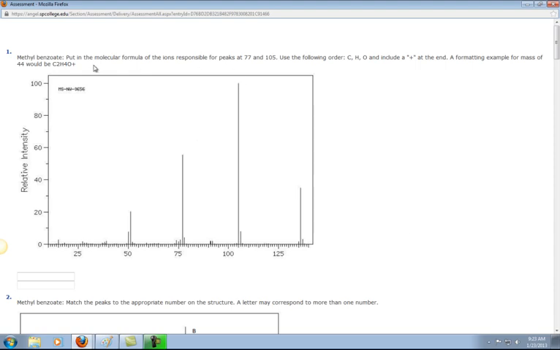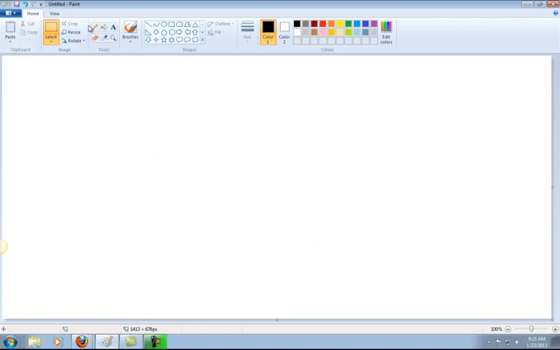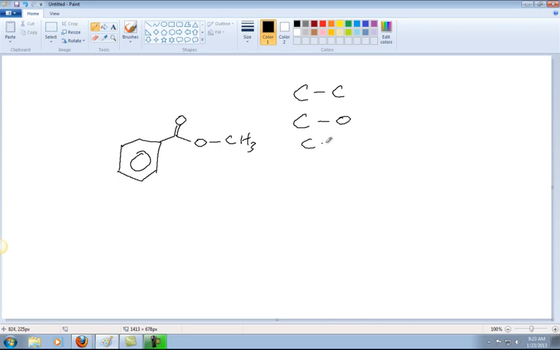Right, but we're looking at methyl benzoate, and we're looking for the peaks responsible for 77 and 105. So here's how we should handle that. First of all, we should draw what it looks like. Now this is methyl benzoate. Of course, the structures for all of these will be in your lab manual. Alright, so that's it there, and what we know is that we can expect to see cuts between CC single bonds, CO single bonds, and CN single bonds.